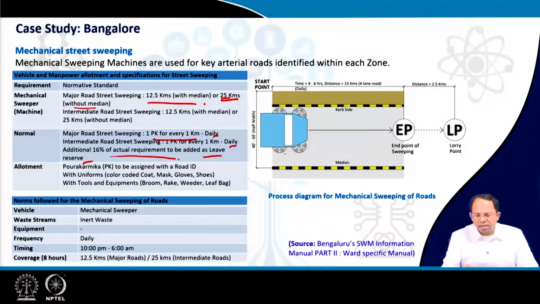You can see the vehicle, this is the vehicle being deployed. It reaches the end point of sweeping, then it transfers the load to a lorry, and maximum they may travel another 2.5 kilometers to do this kind of transfer. And overall over here it works for 4 to 6 hours. Distance is around 15 kilometers for a 4-lane road. So this is a case study for street sweeping services in a ULB.